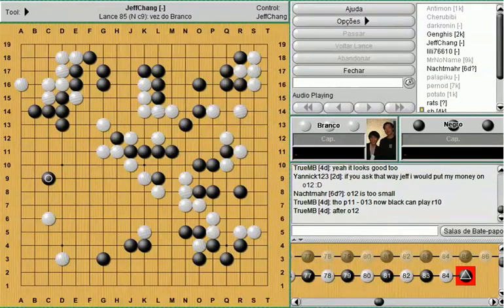Exactly. Yes. After O12, it means black will get that exchange instantly, and then black can cut at R10 on the right side. So basically, black's right side group will be alive, and white can get to capture the center. This is actually the real discussion.